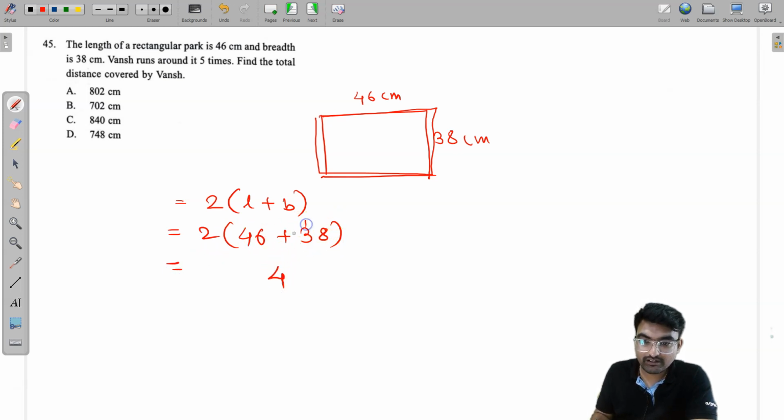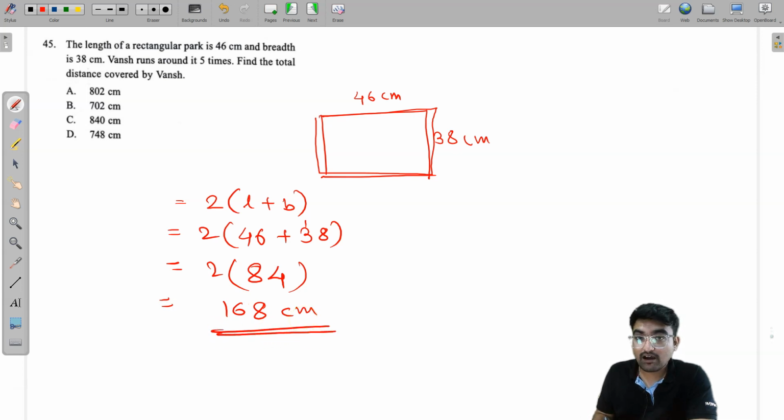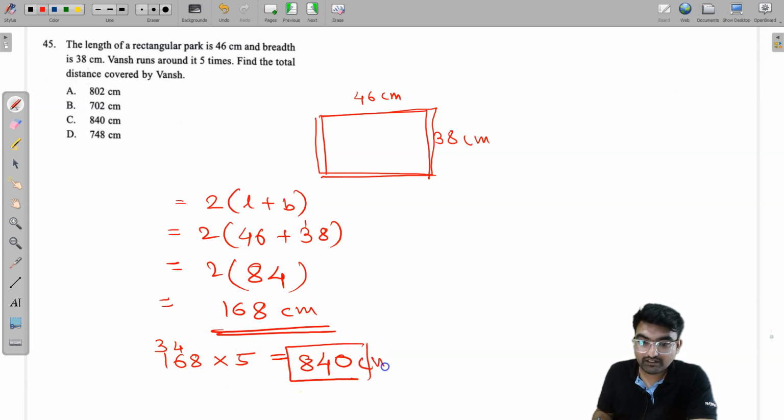84, carry 1, 84 into 2, that is 168 centimeter is the perimeter of the rectangular park. Now he runs around it 5 times. So what we have to do, we have to multiply it by 5. So 168 into 5, that is 0, carry 4, 30 and 4, 34. So 4, carry 3, 5 ones are 5 and 3, 8. So 840 centimeter he covers while running, right? So that is option number C.